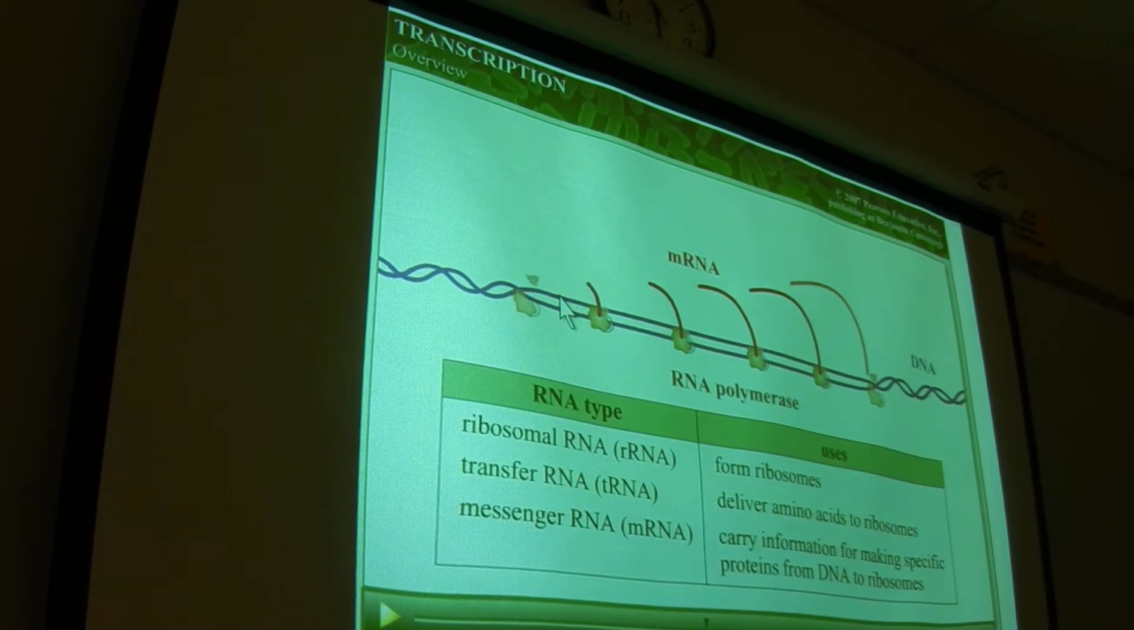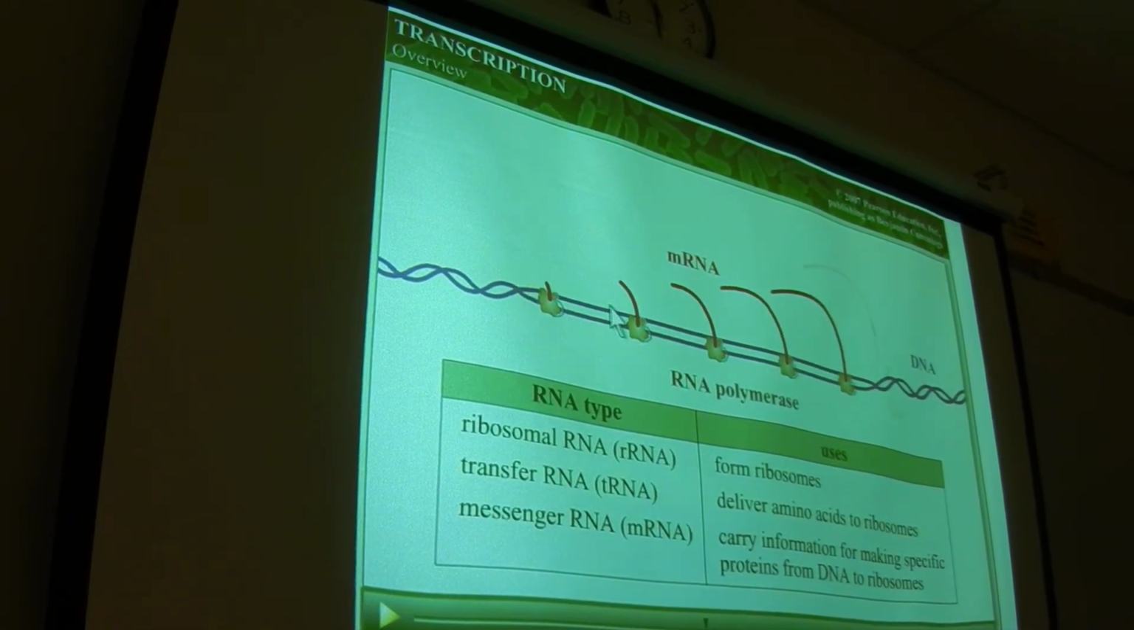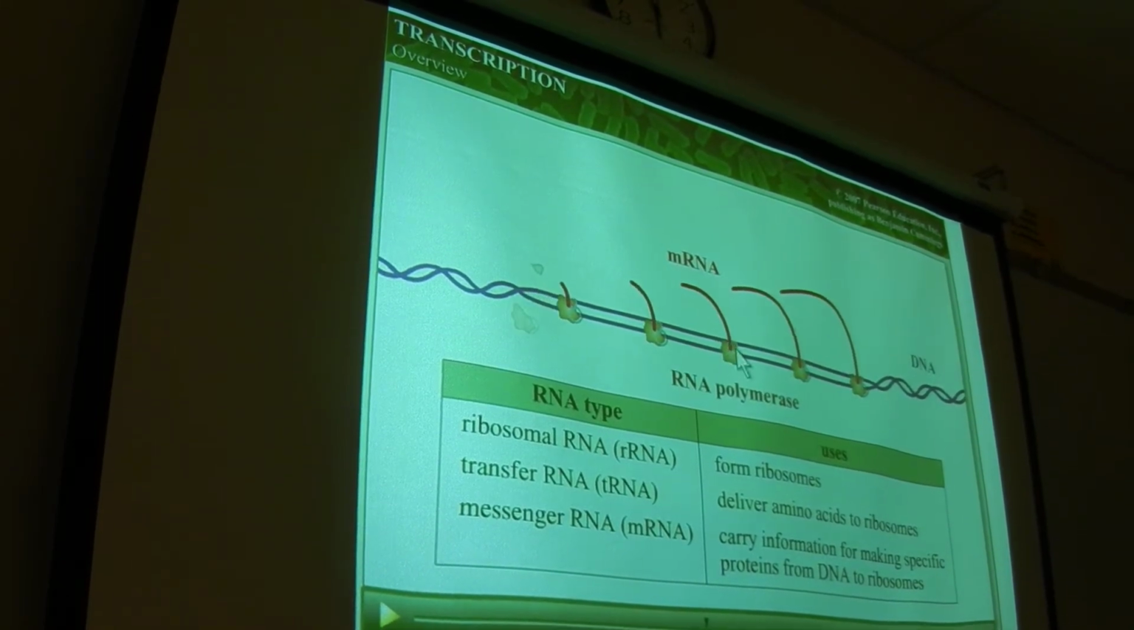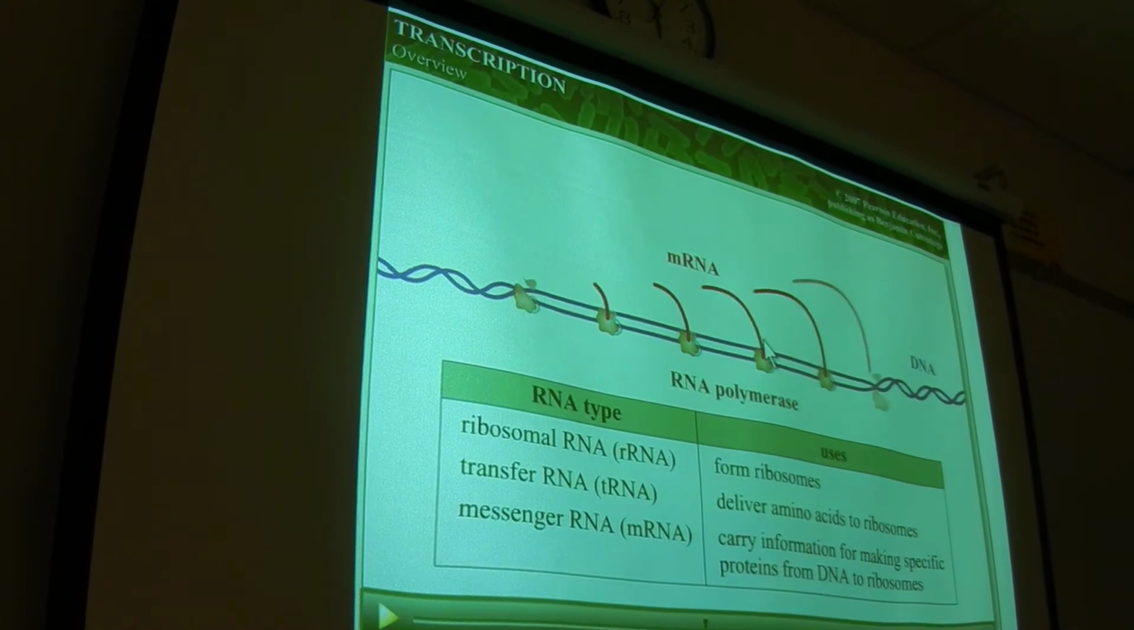Basically, if this part of the DNA were a gene, RNA polymerase would come in and copy the DNA to make a messenger RNA out of that gene, and then that RNA would get processed into a protein.